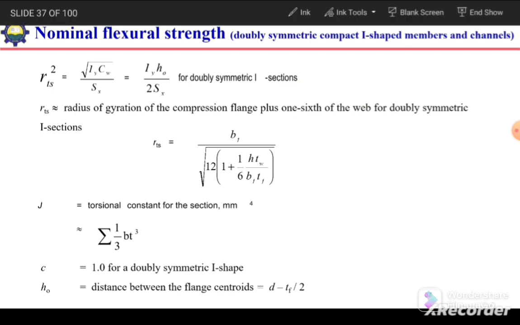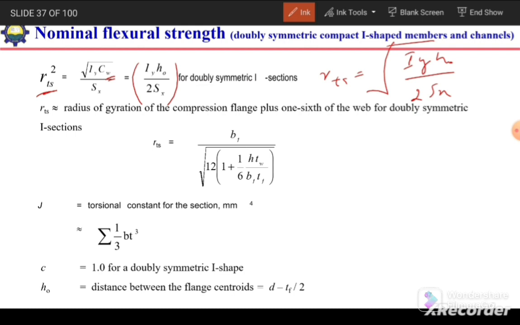So here we can see how we can calculate this factor to calculate the FCR value. This r_ts squared is equal to square root of I_y C_w over S_x. If we substitute the value of C_w for a doubly symmetric section, we will get this expression. So we can write it like this: r_ts is equal to the square root of I_y h_o over 2 times S_x.